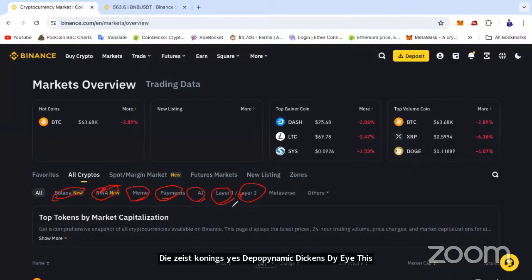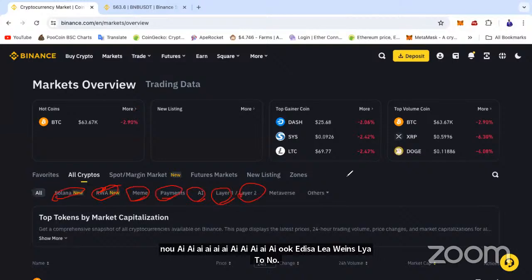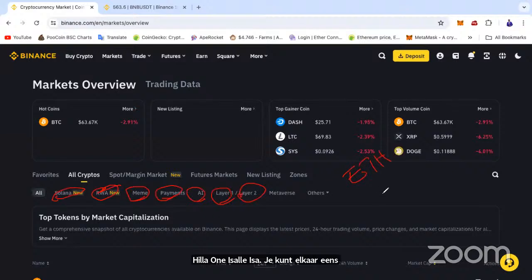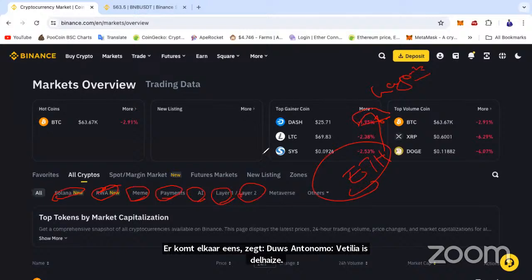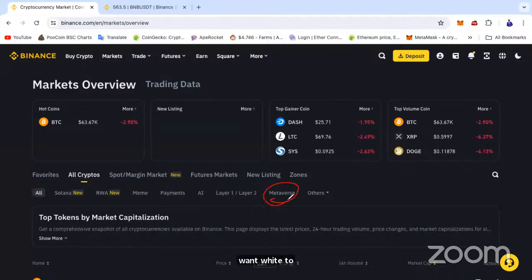Now, I may not go into so much detail, but I could explain. Okay, these are layer 1s, layer 2. Now, a layer 1 is a cryptocurrency. For example, Ethereum is a layer 1. Now, a cryptocurrency built on top of Ethereum is a layer 2. Am I making things easy? As simple as that. So there is no magic. So this is metaverse.